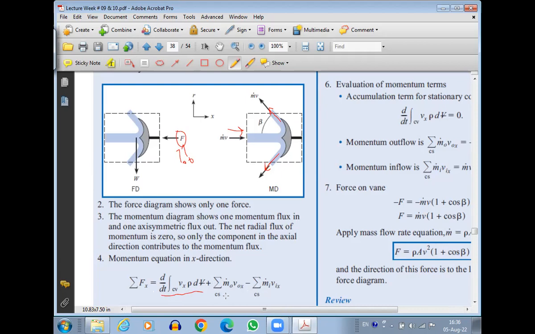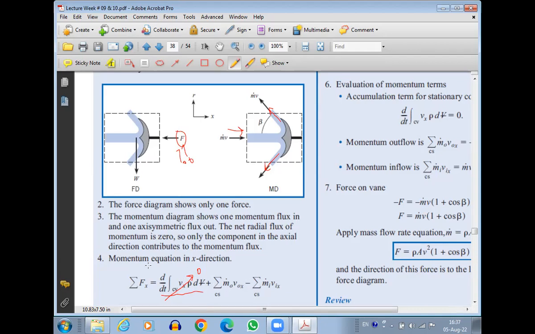the summation of all the momentum going out of the control volume minus the summation of all the momentum coming into the control volume. First of all, the momentum accumulation term is zero. Why is it zero? Because our control volume is fixed. The vane is not moving, not being displaced, not expanding, not contracting. So there is no momentum being accumulated inside the control volume with time, so the momentum accumulation term is zero.